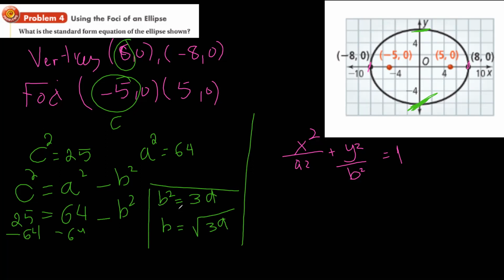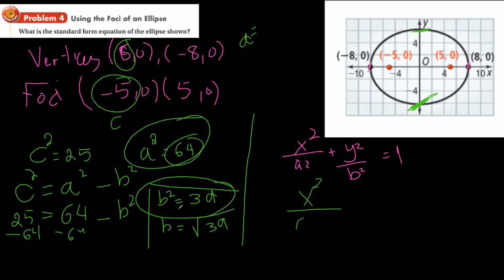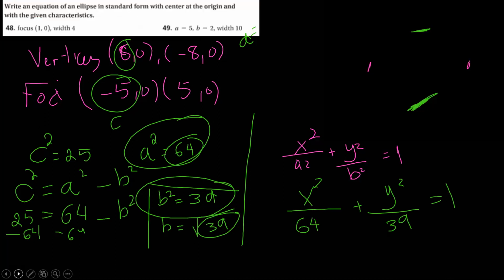I have now a squared, it is 64. I have now b squared, it is 39. Can I write now the standard form equation of an ellipse? Yes. It is x squared over 64 plus y squared over 39 is equal to 1. Is it clear now? Now let's do this one here.